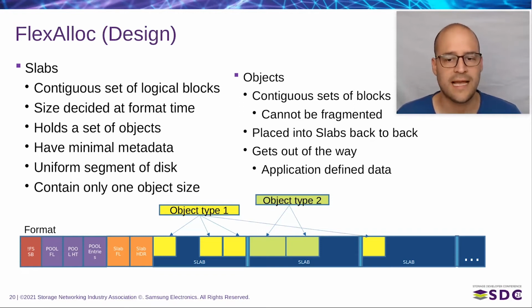Once the object is allocated, FlexAlloc gets out of the way and lets the application decide what to do with the range of logical blocks. For each object, the application sees a range of blocks that starts at 0 and extends until the selected size. Read-write operations are executed on these ranges. FlexAlloc simply translates the object ID into a logical block offset and passes the read-write operation along.